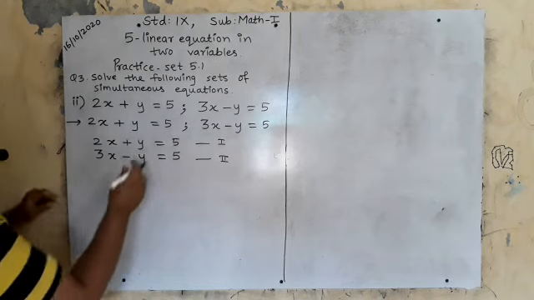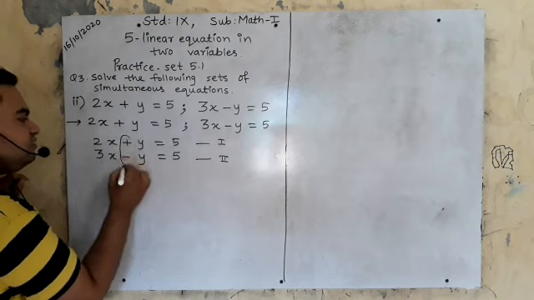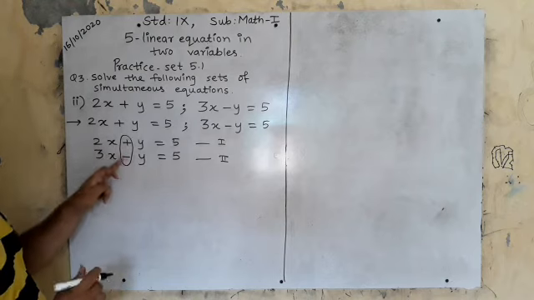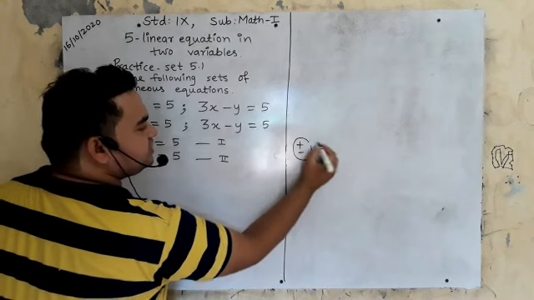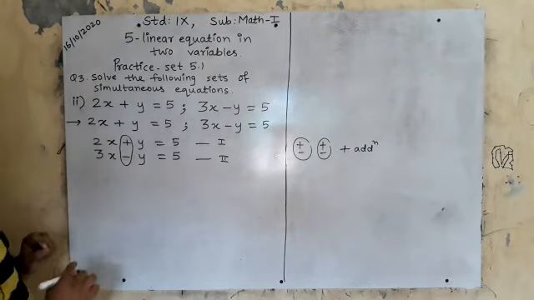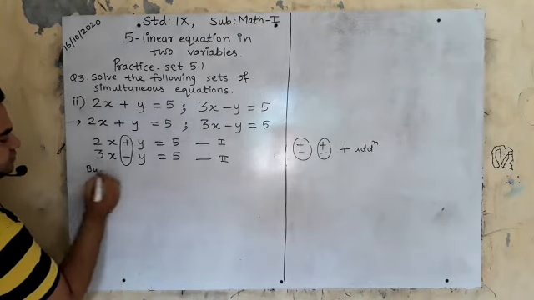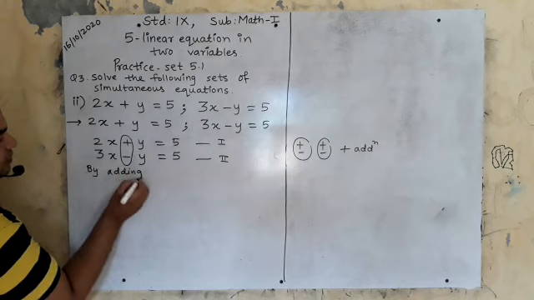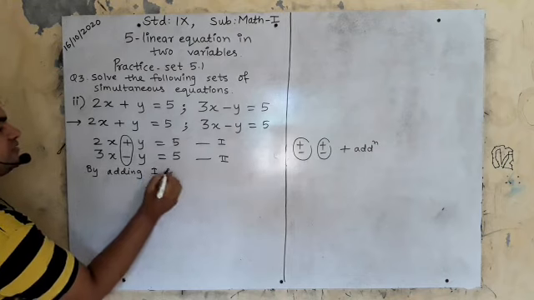The coefficient of this y is 1, the coefficient of this y is also 1. So what you will do, you will eliminate the y variable. See the sign, which sign is there? One is positive, one is negative. Opposite sign. Whenever you will see the opposite sign, what you will do? You will do addition. Okay, you will do the addition of both the equations. So you will write by adding first and second equation, add it. 2x plus y is equals to 5. Here 3x minus y is equals to 5. You will add. Okay.